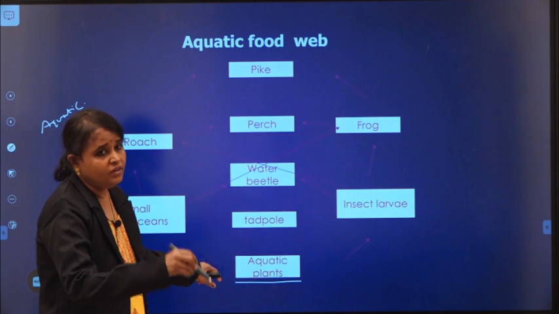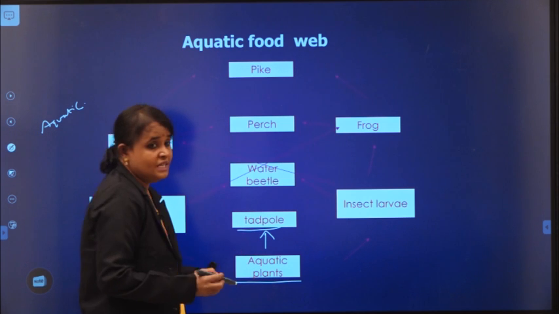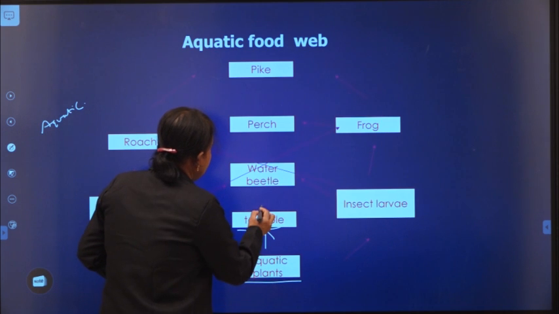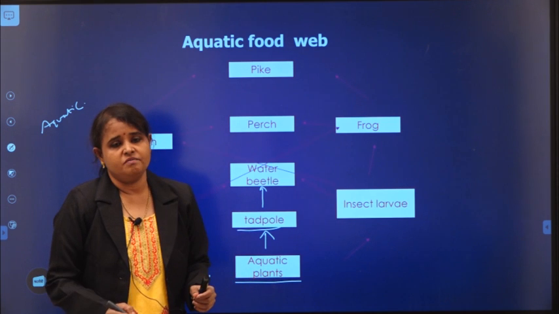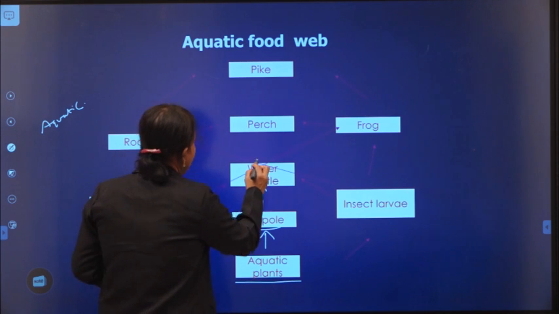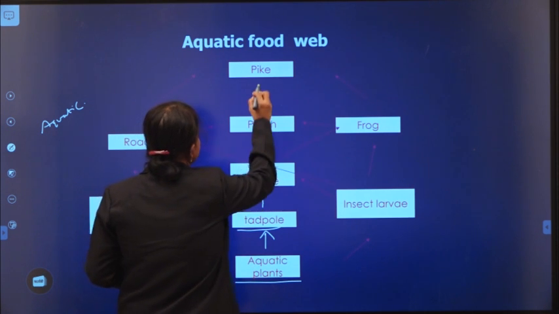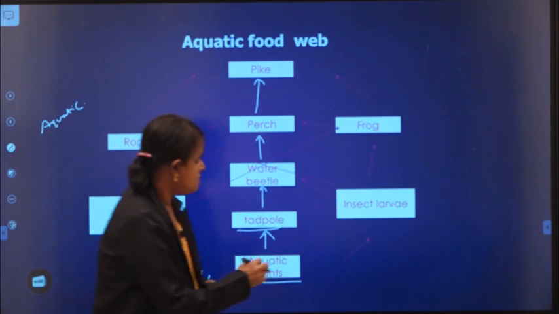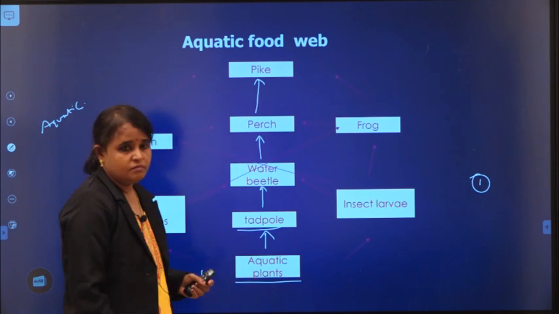What is this? Water plants, aquatic plants. The aquatic plants are eaten by tadpole, means larvae. See, the energy from the aquatic plant goes to tadpole. This is eaten by water beetle, which eats live organism. Predator. Predator means which eats live organism. From water beetle, the energy goes to perch. This is one type of fish. From this, the energy goes to pike, which is large fish. Here, you just note down one food chain. This is one food chain.